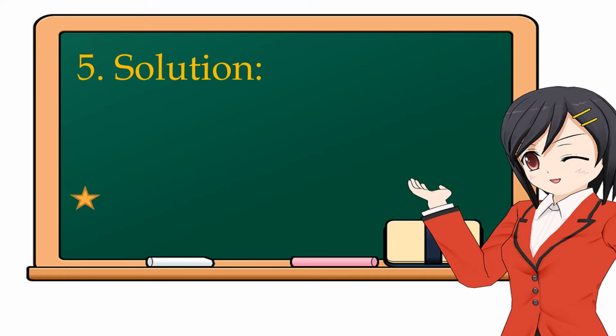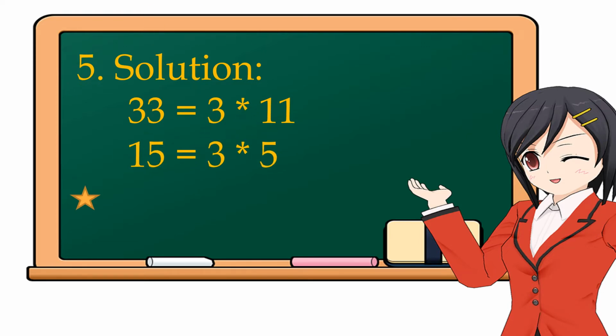For number 5, 33 is equals to 3 times 11. 15 is equals to 3 times 5. So their common factor is 3. So our answer is equals to 3.